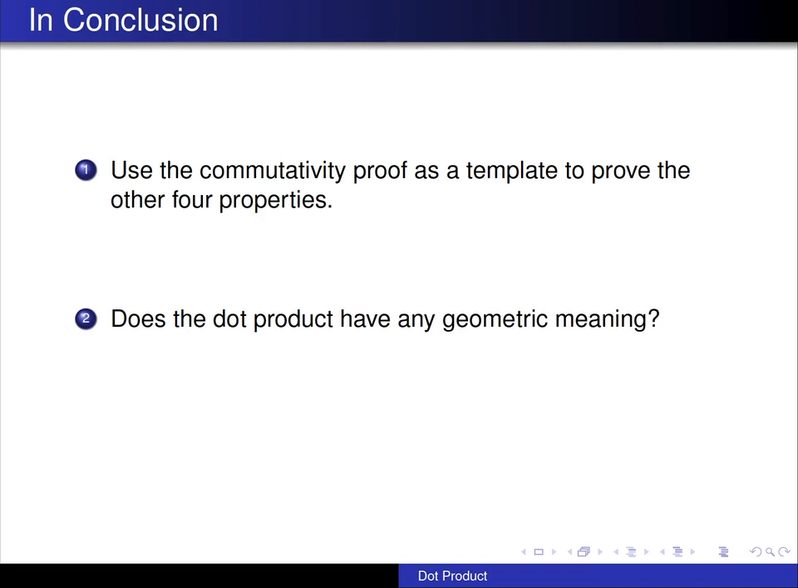And then I hope the burning question you have now is, what does this dot product mean? We have geometric meanings for vector addition and scalar multiplication. We seem to have made this notion of multiplication up out of thin air. Does it have a meaning? Of course, the answer to that is yes, but we'll have to wait for another video for that.